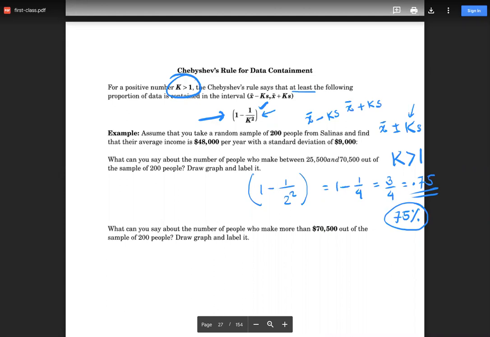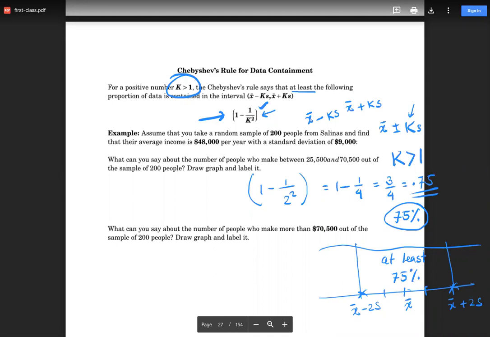So that means, let's say this is your data distribution and that's your x bar. And if you go 1 standard deviation, 2 standard deviations, so x bar plus 2 standard deviations, and go 1 to the left, 2 to the left, x bar minus 2 standard deviations, then in between this point and this point, you'll include at least, remember, at least 75% of the total data points. Okay, it is an at least, once again, at least.